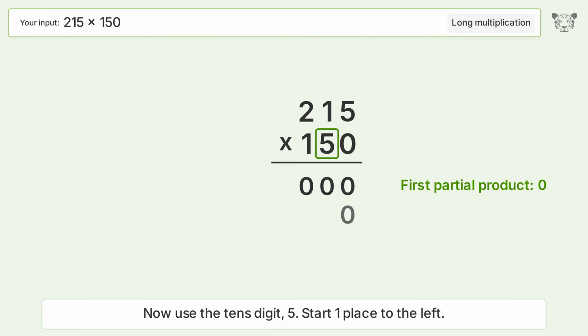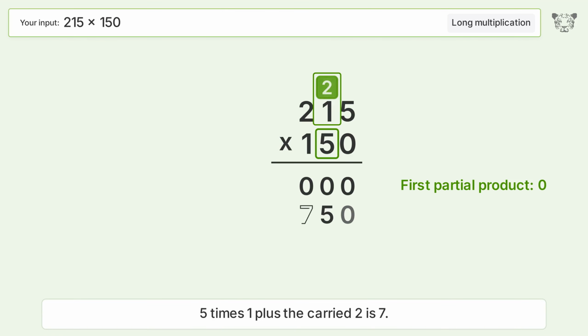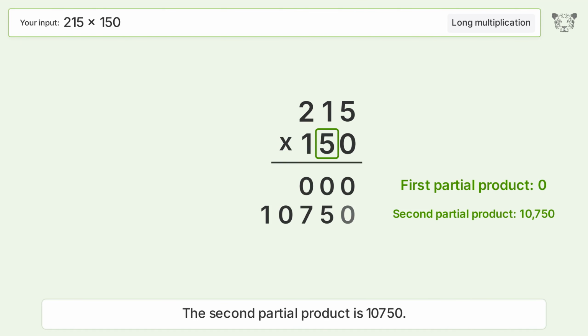Now use the tens digit, 5. Start one place to the left. 5 times 5 is 25. Put 5 in this column and carry 2. 5 times 1 plus the carried 2 is 7. 5 times 2 is 10. The second partial product is 10,750.